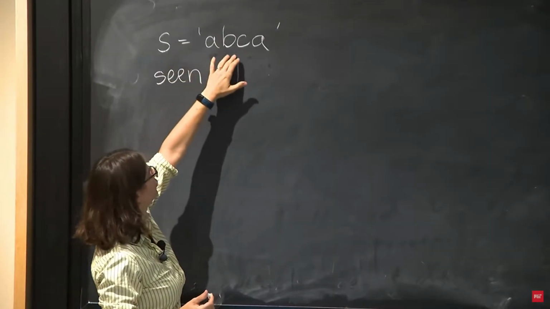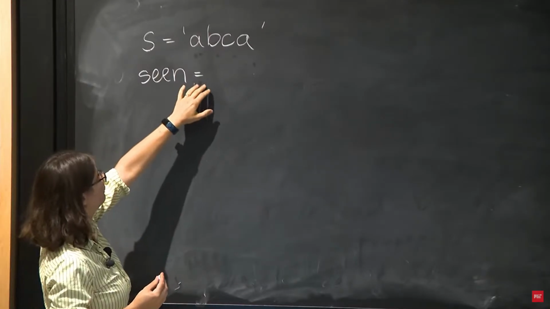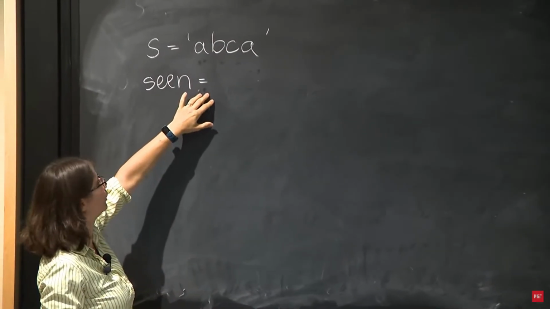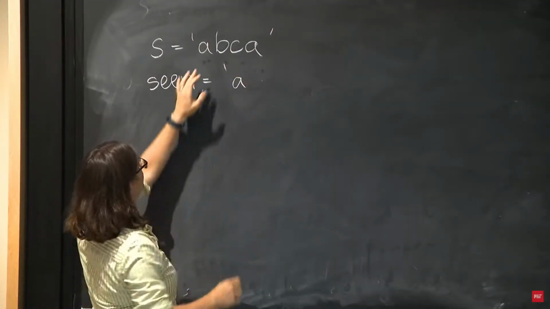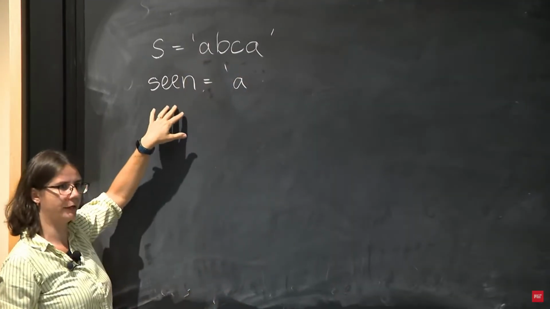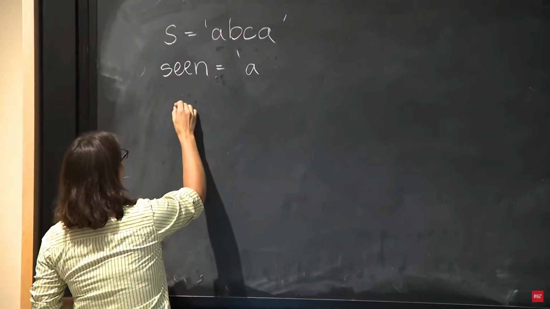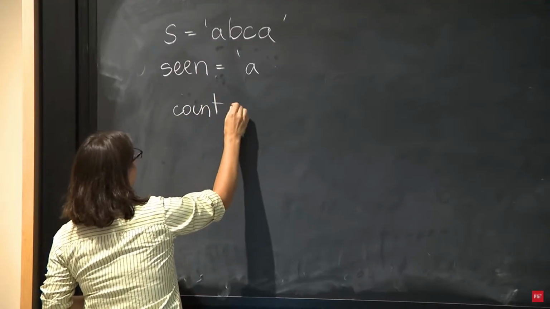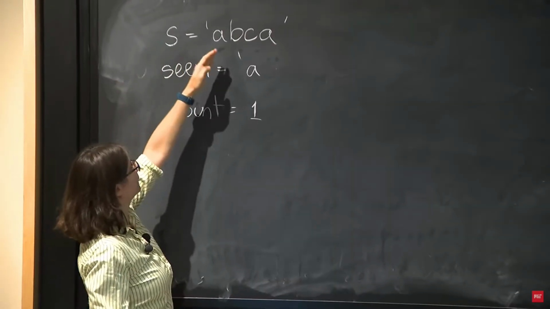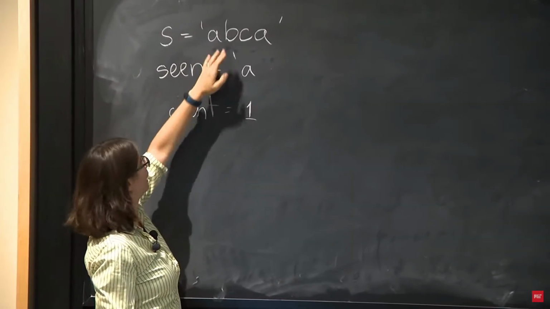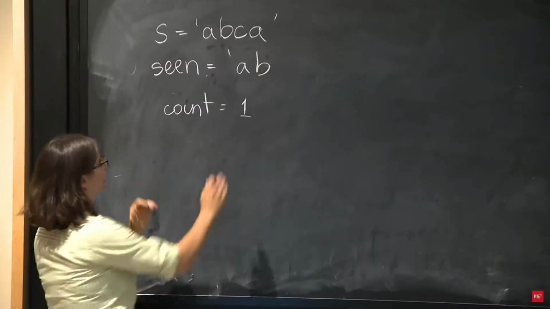As I'm looking at each character, I'm going to keep track of it. If it's something I haven't seen before, I say, okay, I have now seen this a. So I'm going to add it to a seen variable, and then I'm going to increment a counter. I've seen it once, so count equals 1 now. The next time, I look at the next letter, a b. Have I seen it before? No. Let me add it to my seen variable and increment my count.